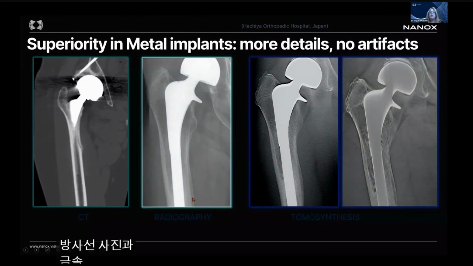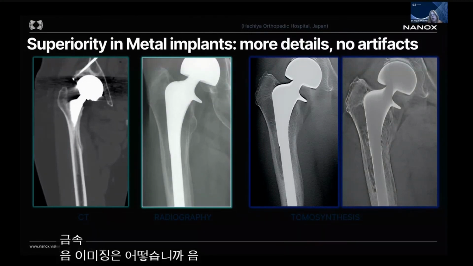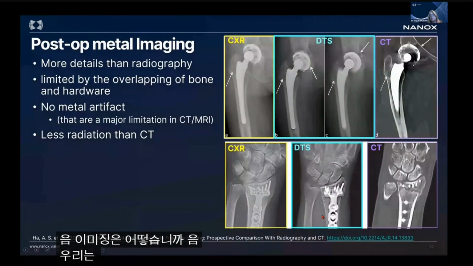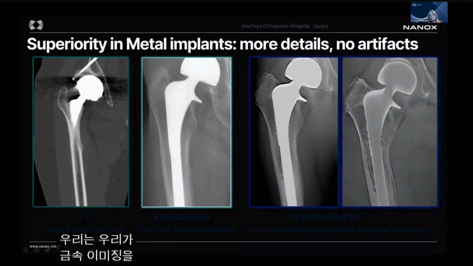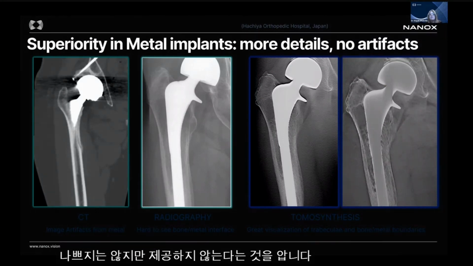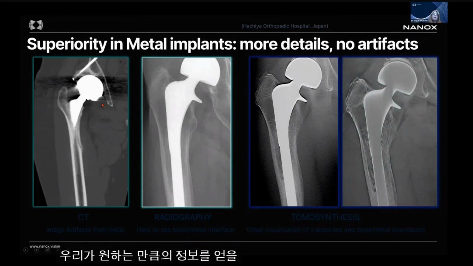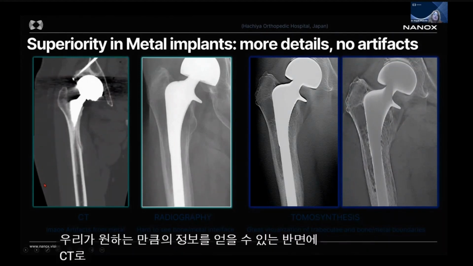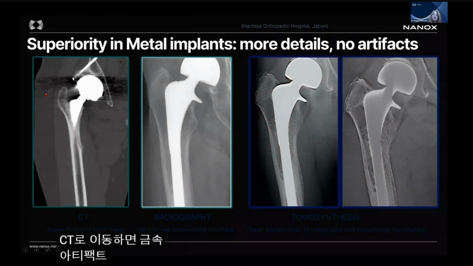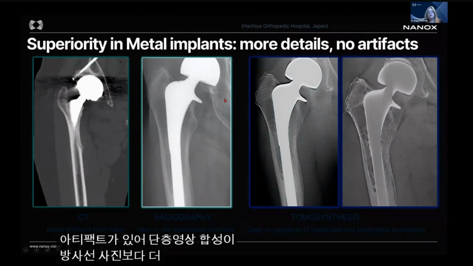And what about metal imaging? When we do metal imaging, radiographs are not bad, but they don't give us as much information as we would want. On the other hand, when we move to CT, then there are metal artifacts. So tomosynthesis can give us more details than the radiograph.